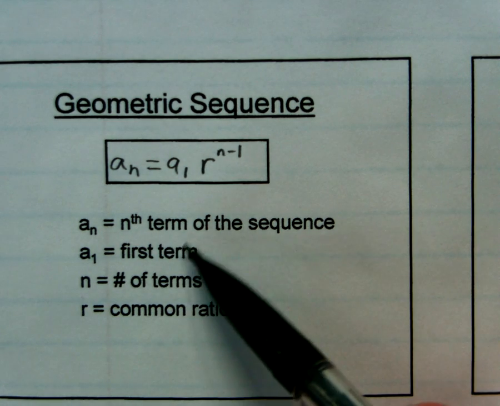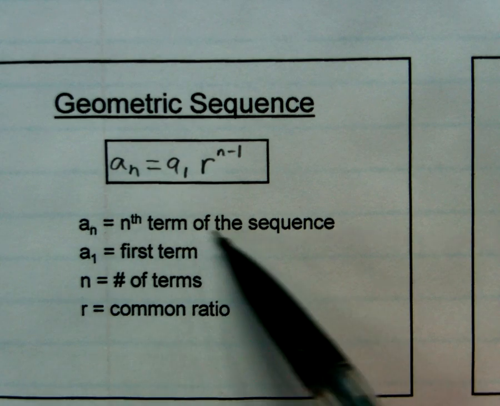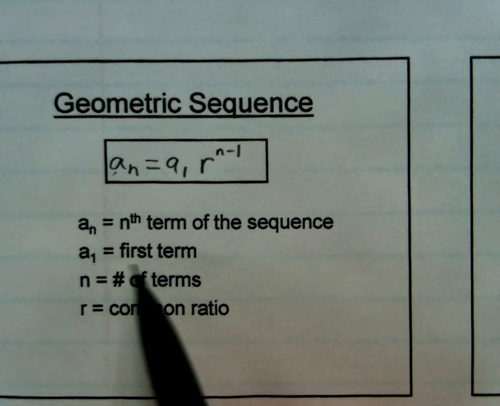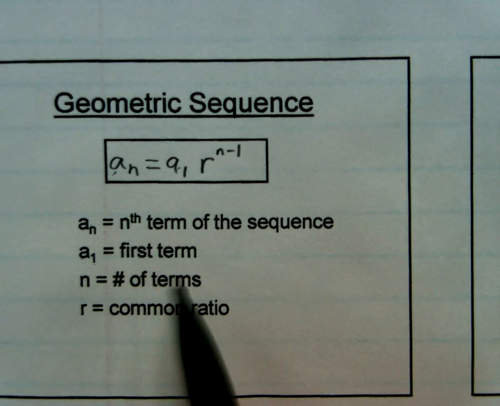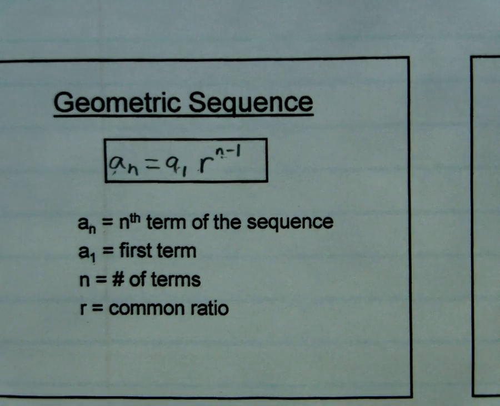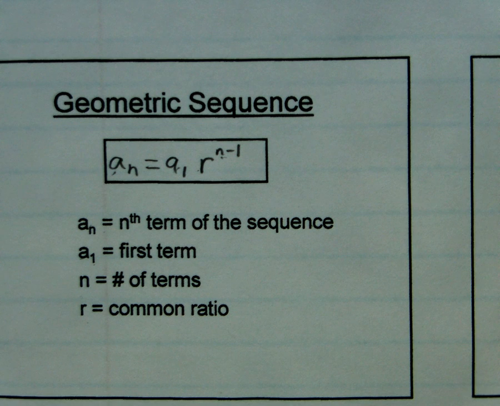And I've already written in what these all mean. A_n is just the nth term of the sequence. That's basically the name of your formula. A_1 is the first term. n is the number of terms. And R is that common ratio, what you're multiplying by each time.